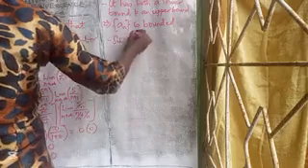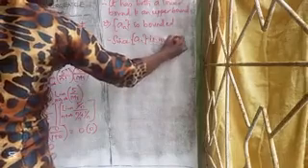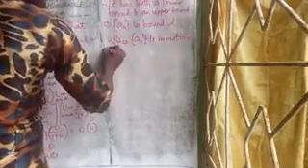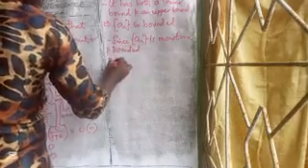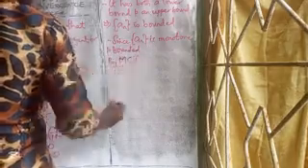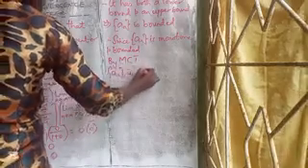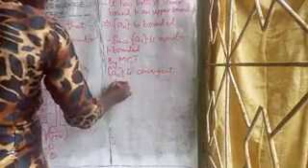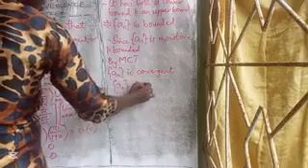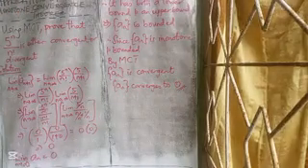Therefore, since a sub n is monotone and bounded, by the monotone convergence theorem, a sub n is convergent, and it converges to where? It converges to 0. Let's look at another example.